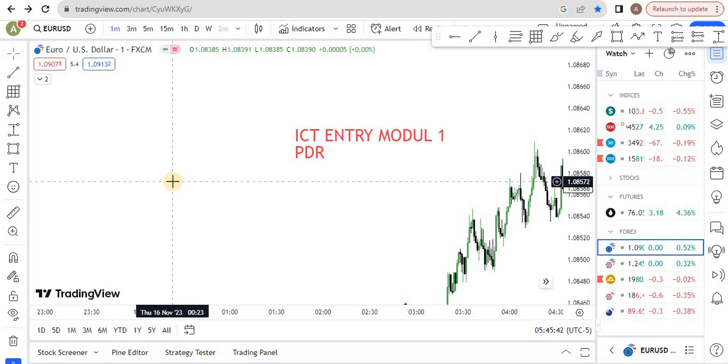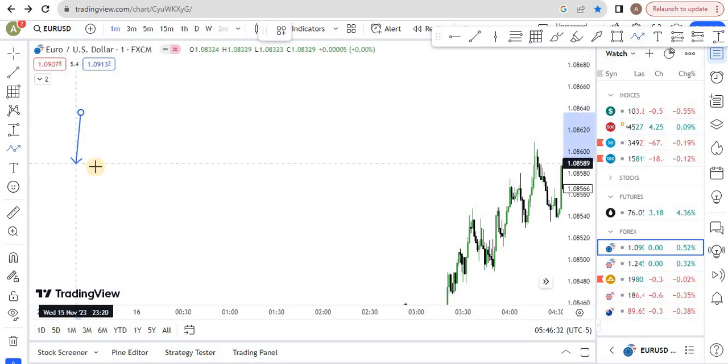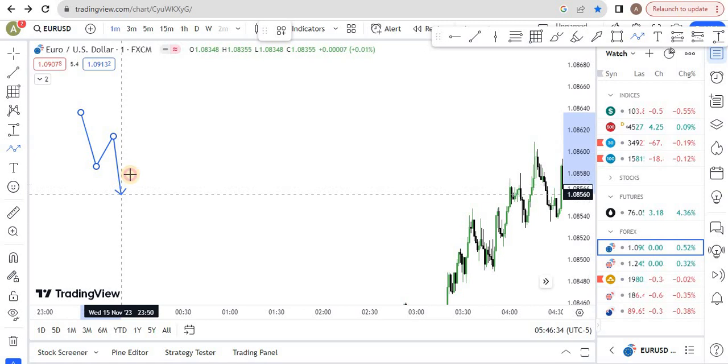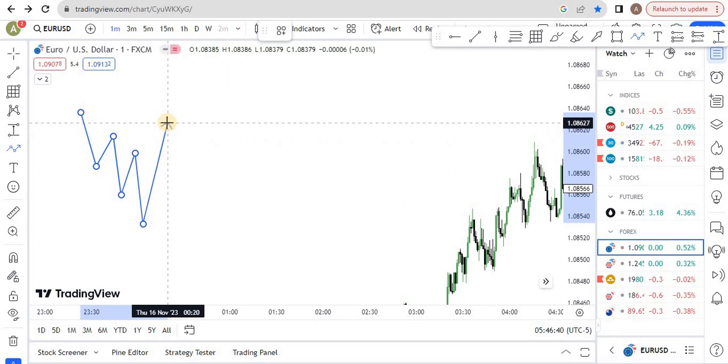Welcome back. In this short video, I am going to explain the ICT Entry Module 1: the PD Array, the Premium Discount Array. Let's get started. In this ICT entry module, for example, if price is moving downside, raids the recent swing low, and then there is a market structure shift with displacement to the upside, then we have to plan our entry.